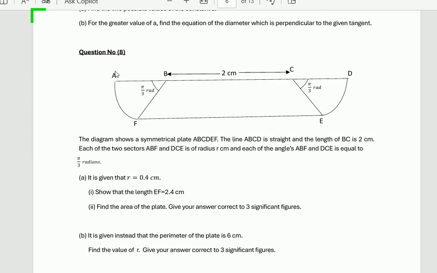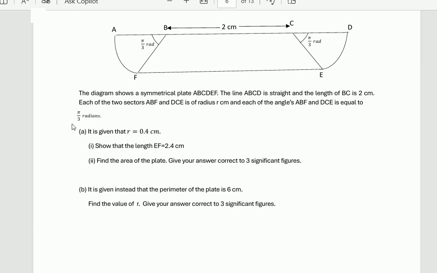For question number 8, the diagram shows the symmetrical plate ABCDEF. The line ABCD is a straight line and the length BC is equal to 2 centimeters. Each of the two sectors ABF and DEF is of radius r centimeters, and each of the angles ABF and DCE is equal to pi by 3 radians. Part A, it is given that r equal to 0.4 centimeters. Show that the length EF equal to 2.4. Second, find the area of the plate.